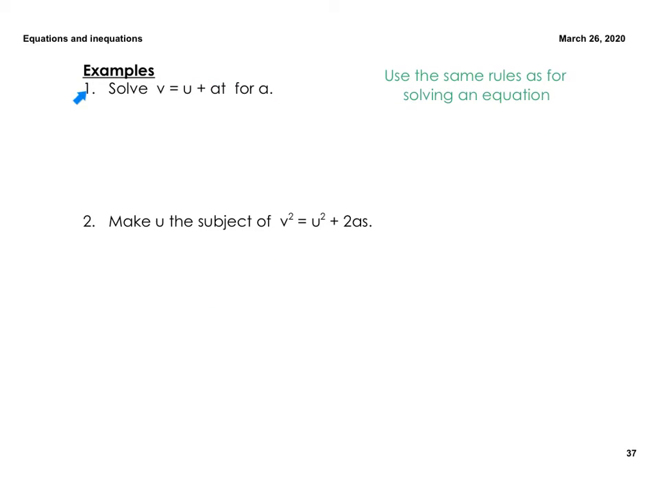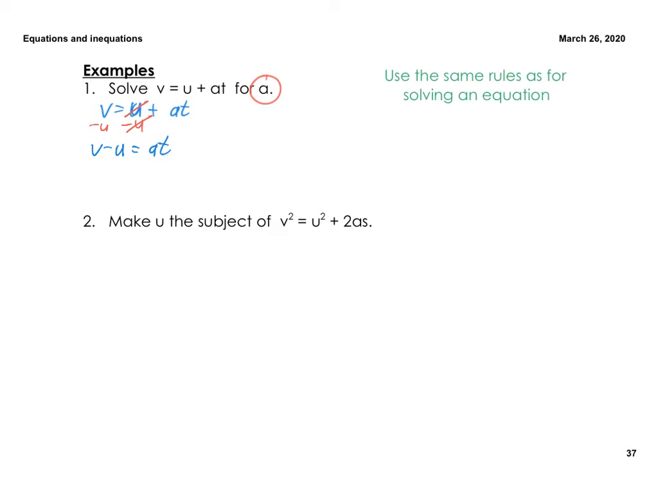Okay, question 1. Solve v equals u plus at for a. So that pretty much just means get this one by itself. So we have to get rid of everything else so that a is by itself. So I'm going to write the formula out again. v equals u plus at. Well, first and foremost, let's take away that u. So we have v minus u equals at.